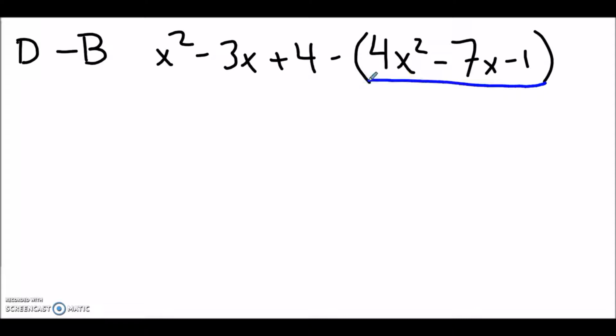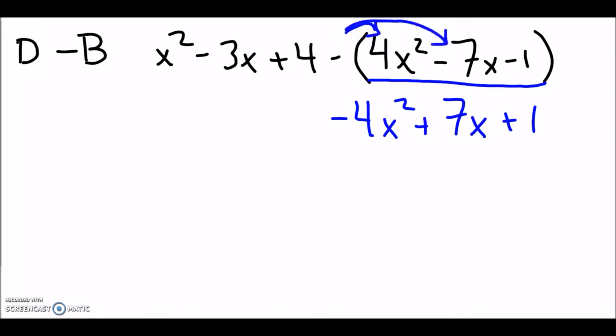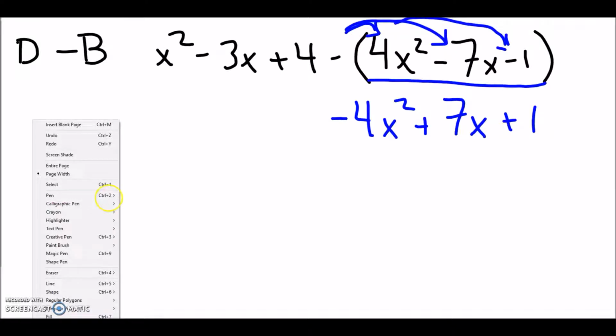So what does that really mean? That negative has to distribute. So it's going to become negative 4x squared, positive 7, positive 1. And that's what happens when you take a negative times all three terms.